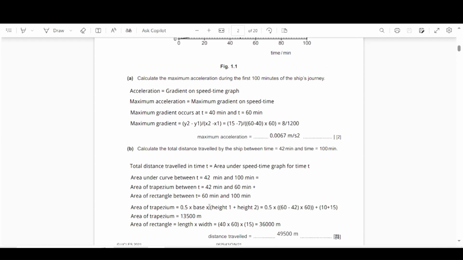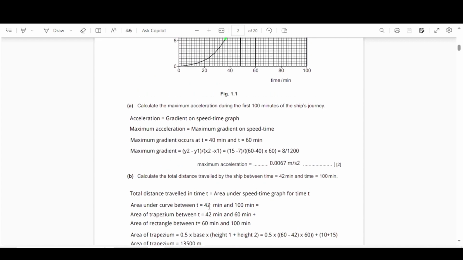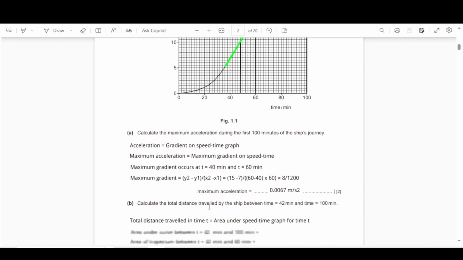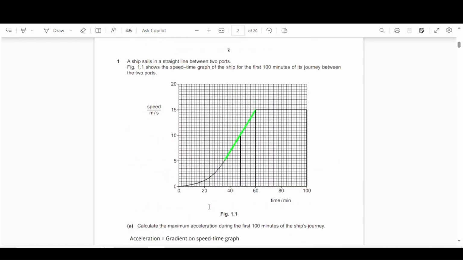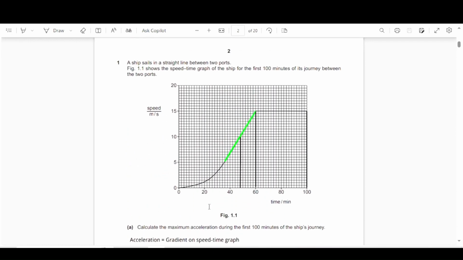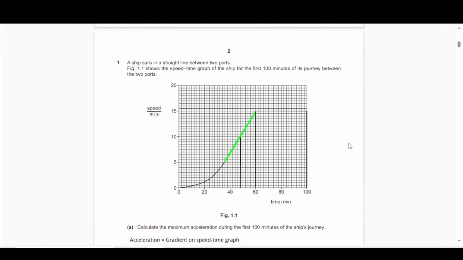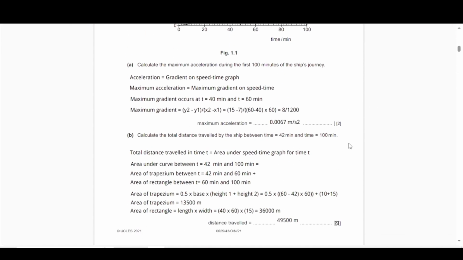And then for the rectangle, it's a little bit more straightforward, it's the length times the width, and we know that is going to be 40 times 60. So that's fairly straightforward as well to get the area of the rectangle, and that gives me 36,000 meters as an area. And if I add those together, then I get a total distance traveled of 49,500 meters.